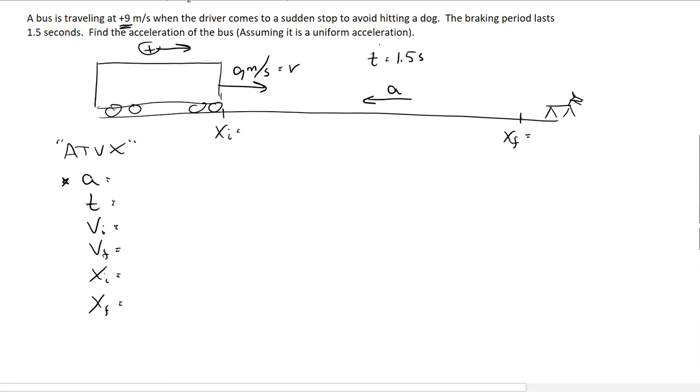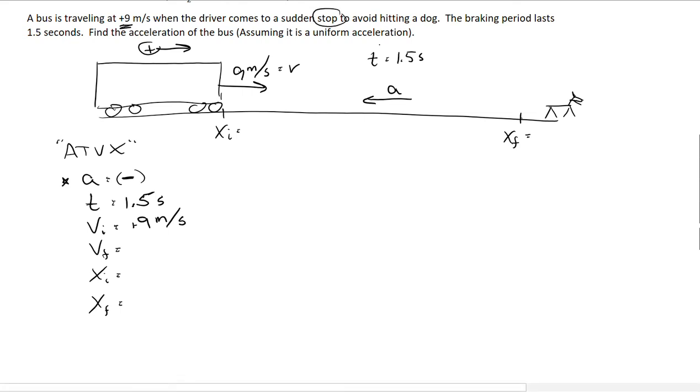And I also know, based on my picture, that a better be left. So I'm going to make sure I understand that it is going to be a negative value. If right is positive, then a must be negative. We know the time, 1.5 seconds. We know the initial velocity of positive 9 meters per second. The final velocity is not given as a number, but it comes to a sudden stop.